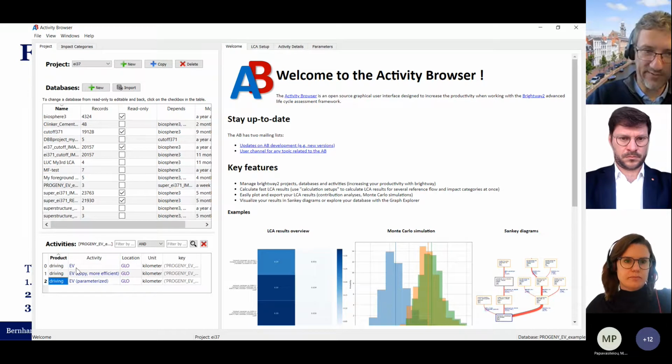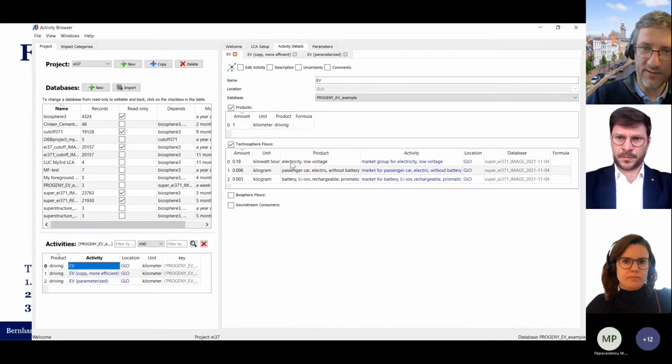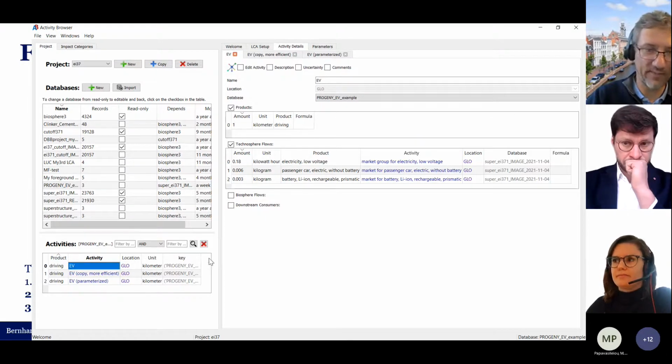So here we have three activities. We have the EV providing 1 kilometer of driving, everything very simplified here. It uses 0.18 kilowatt hours of electricity, this amount of the car, and this 3 grams of lithium ion battery for driving 1 kilometer.